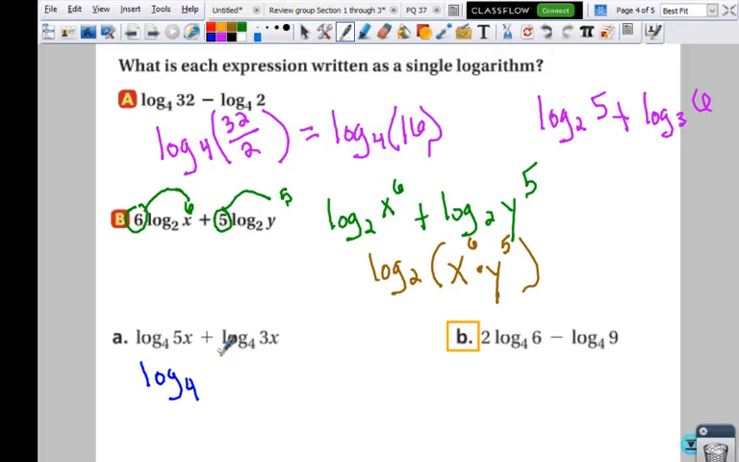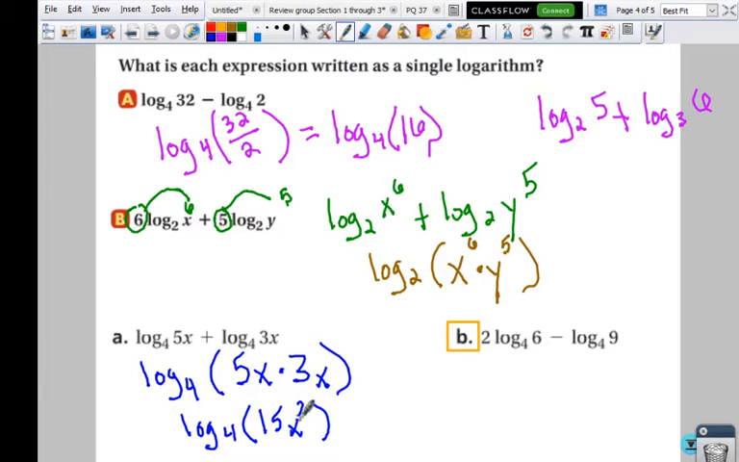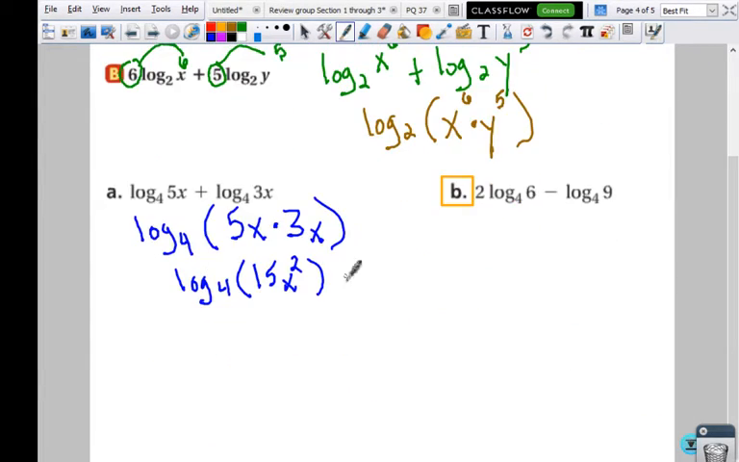So I have log base 4 of 5x times 3x. And I can actually multiply these together, right? I'm going to have log base 4 of, what's 5x times 3x? 15x squared. You forgot the square. So 5 times 3 is 15. X times x here's the square. And that's put together as much as we can.